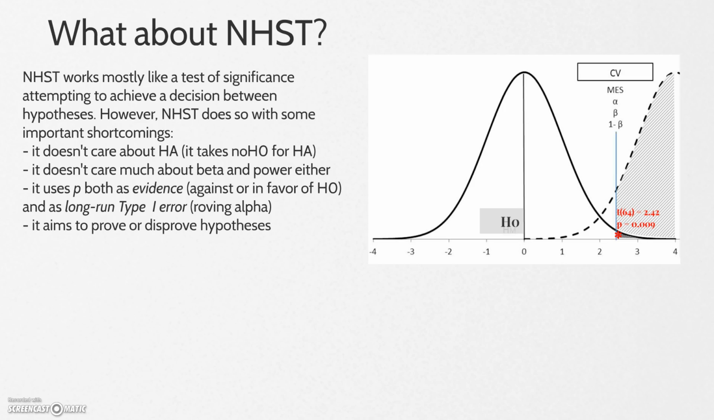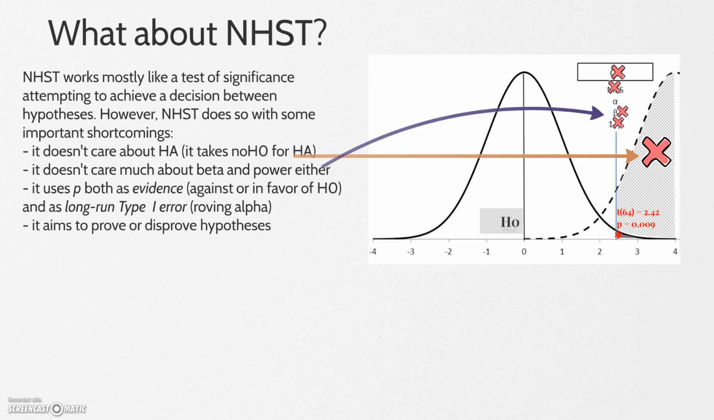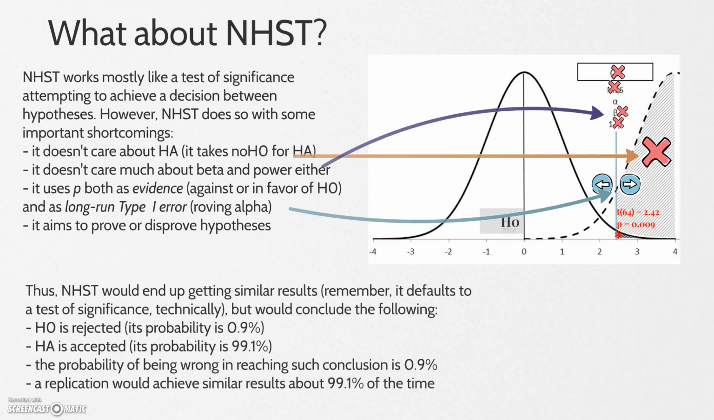However, NHST does so with some important shortcomings. It doesn't care about the alternative hypothesis, actually it takes the negation of the null hypothesis for the alternative hypothesis. It doesn't care much about beta and power either, and it uses P both as evidence against or in favor of the null hypothesis and as a long-run type 1 error or Robin alpha. It also aims to prove or disprove hypotheses. Therefore, NHST will end up getting similar results.